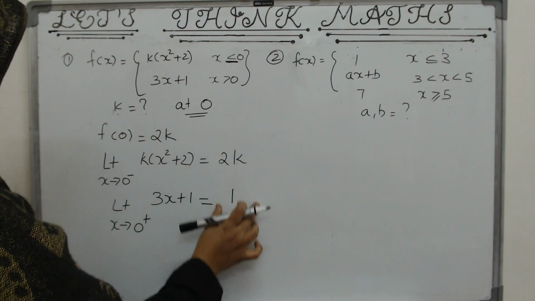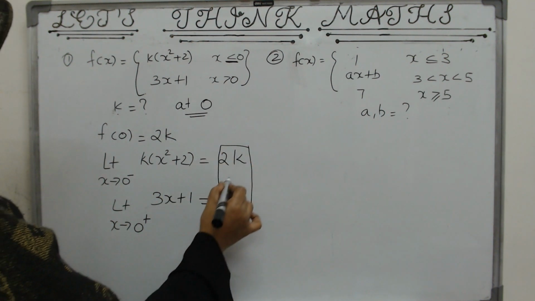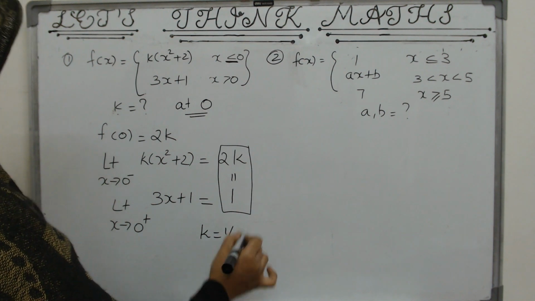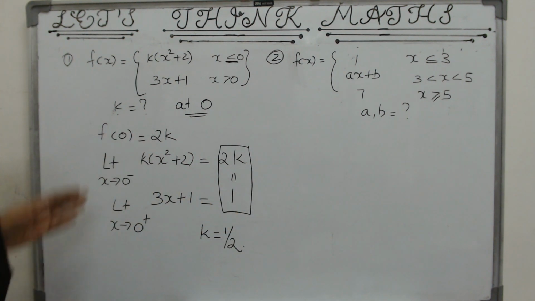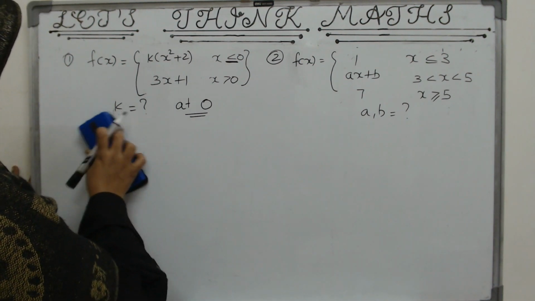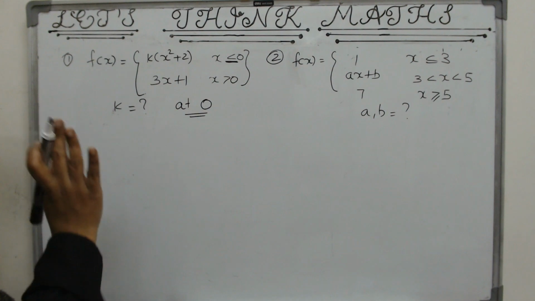Only if these two are equal, we can say the second condition is satisfied. If these two are equal, that means what? k is equal to half. Again, you will see the same thing: it is satisfied here. If k is equal to half, you will see that your function is continuous at the point 0.